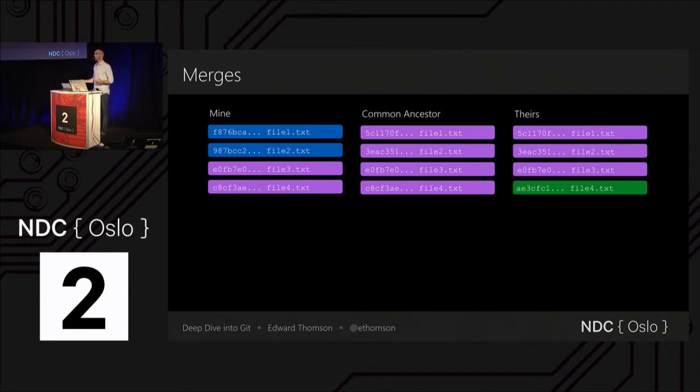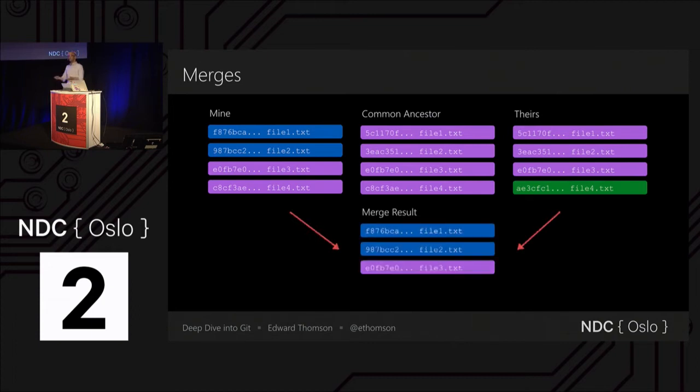Okay. So for files that have changed on one side but not the other, it's super easy to just take them. You just take the changes. If file 1 changed on my branch and didn't change on their branch, we'll just take file 1 into the new repository, into the new merge result. Same with file 2. Over here, file 4 changed on their branch, but not on mine. We'll take that. File 3 hasn't changed anywhere. It just stays the same.